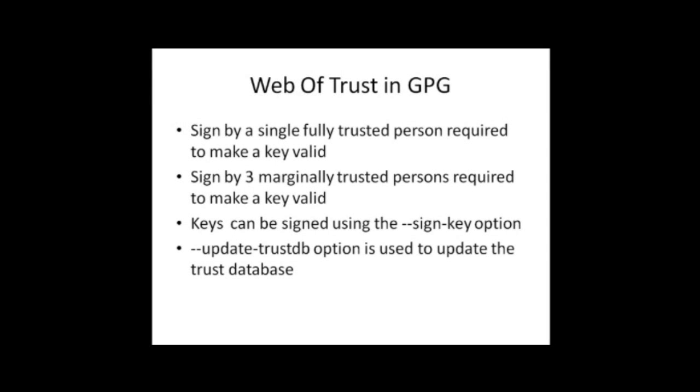Here we give a brief demonstration of the web of trust in GPG. In the trust model used here, we need a signature from a single fully trusted person or signatures from three marginally trusted persons to make a key valid.